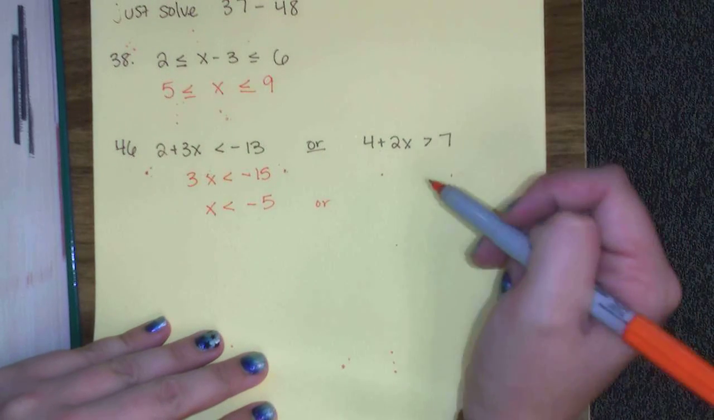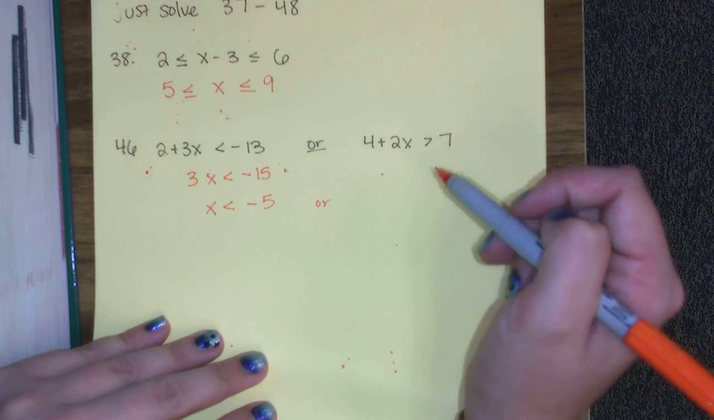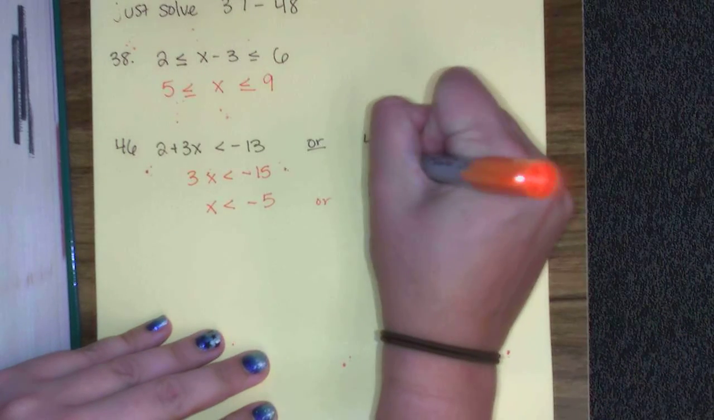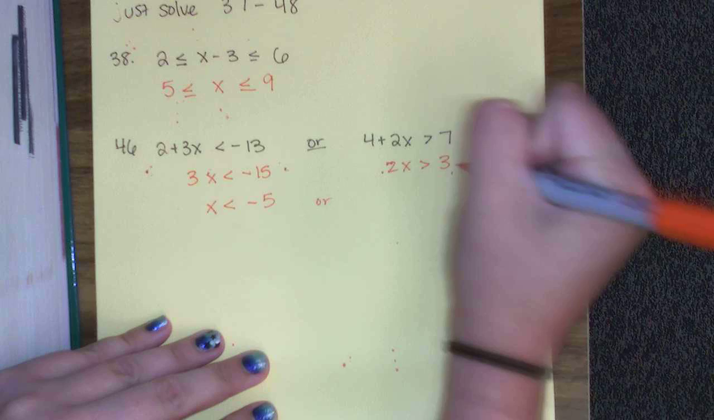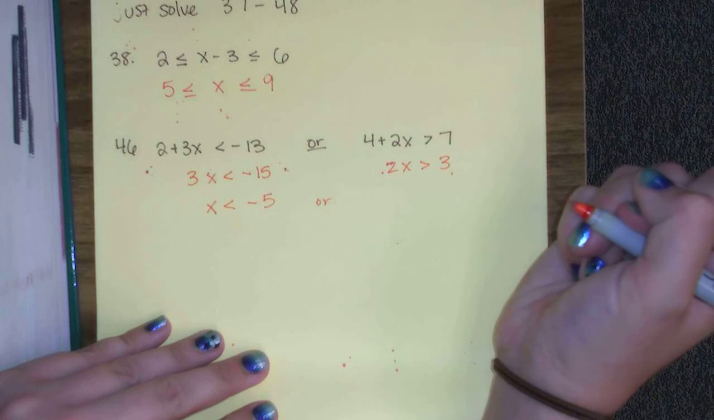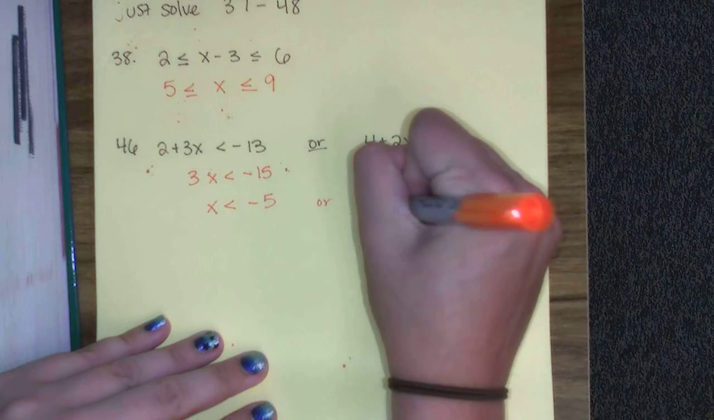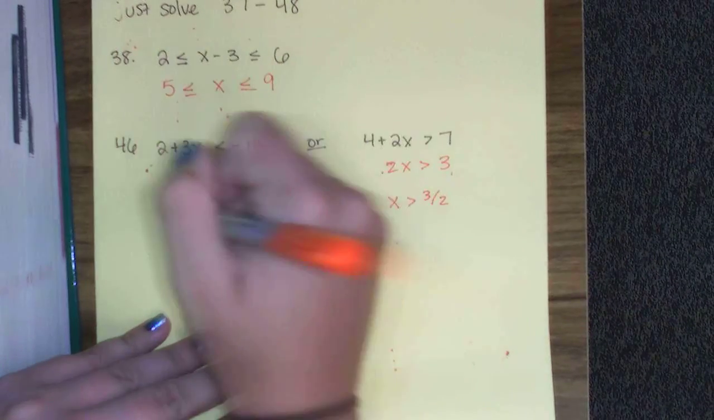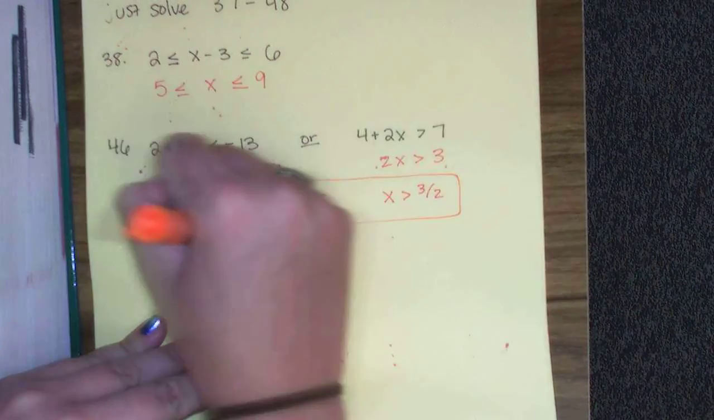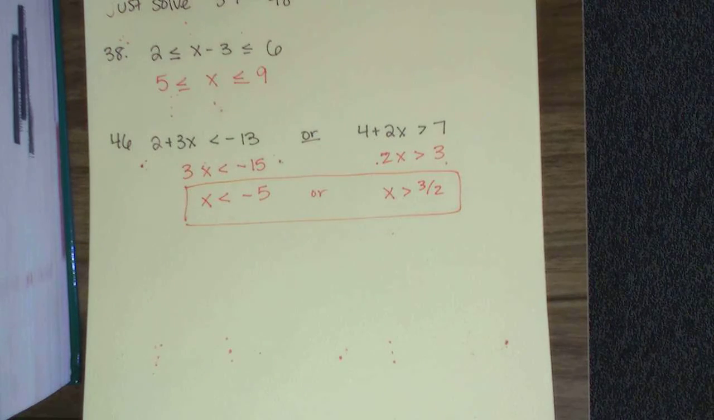And then how do I get x by itself over here? Subtract 4. 2x is greater than 3. X is greater than 3 over 2. And this whole thing here with the word or in the middle is my answer. No, leave as a fraction.